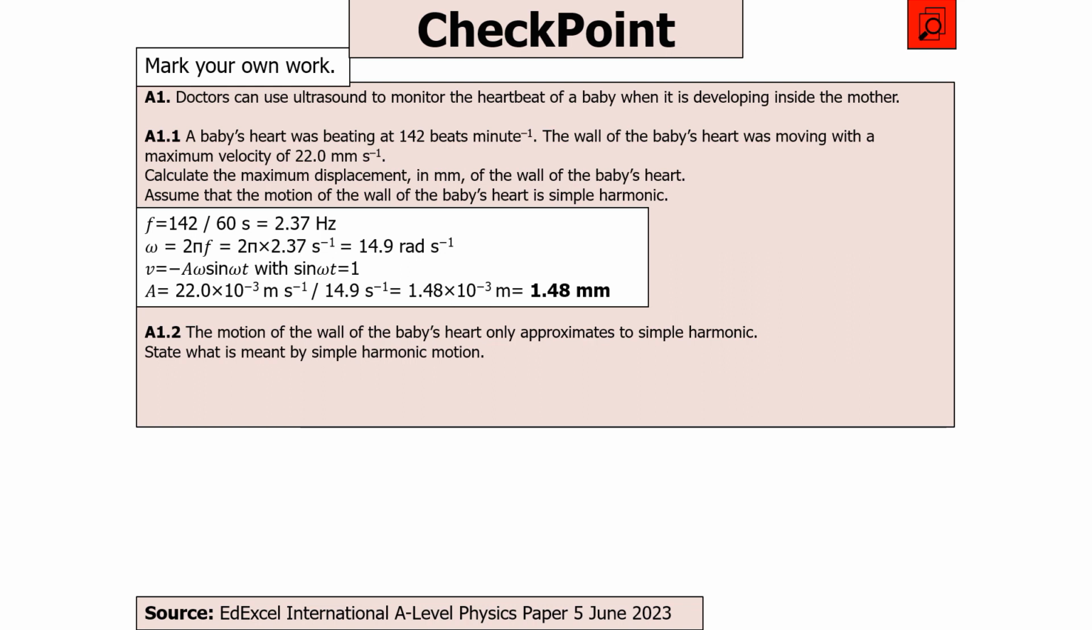We then can look at our equation sheet and see that the maximum displacement is linked to the idea of the amplitude, and we know that Vmax is equal to omega times A, because sine omega t is equal to 1. So A is going to be equal to the maximum velocity, which you know is 22 times 10 to the minus 3, because we go from millimeters to meters. We divide it by 14.9, linking into the idea of the angular velocity. So it's 1.48 times 10 to the minus 3 meters, which is 1.48 millimeters.